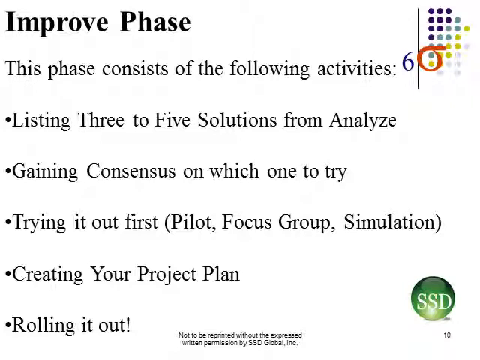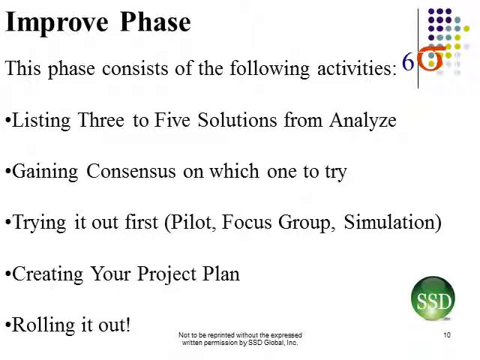In the improve phase, I will first start by listing the 3 to 5 solutions that I came up with in analyze. Then I'm going to go about gaining consensus as to which one I want to try. And then I'm going to try it out. I'm going to create my project plan.